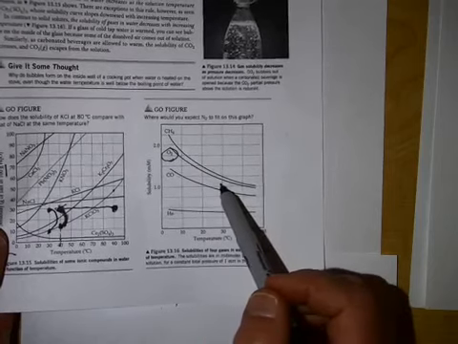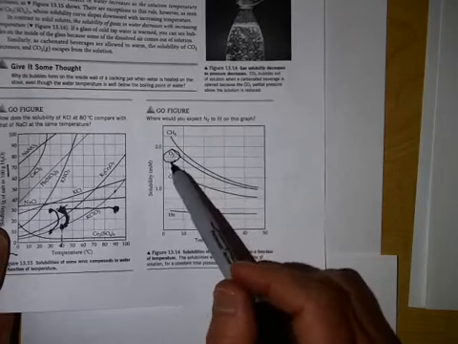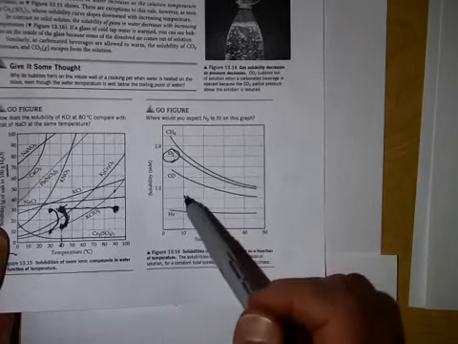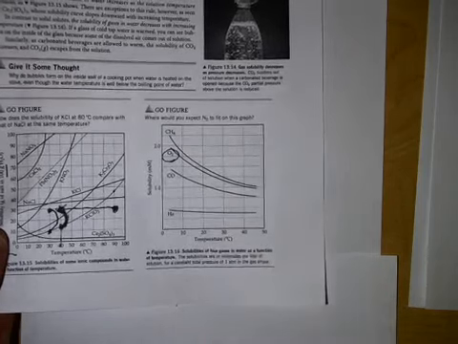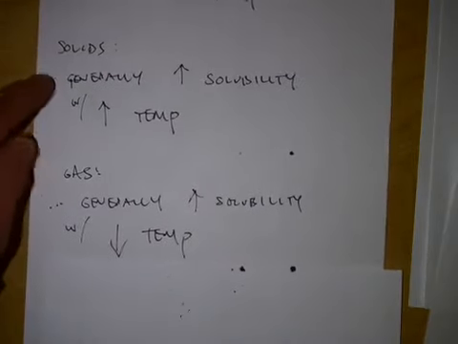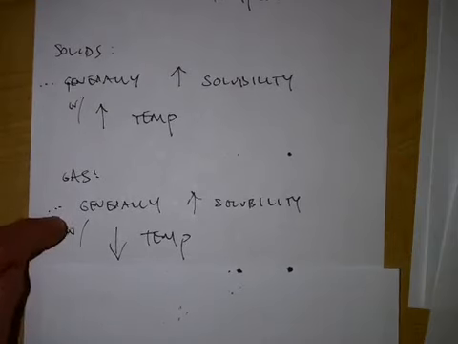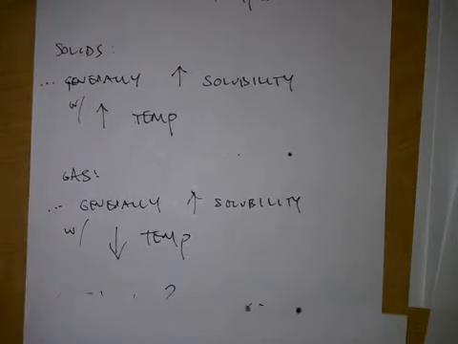That's why trout are fish that usually need a lot of oxygen, and like to live in cooler temperature water, or at least water that's moving a lot where more oxygen can get dissolved in it. So solids generally increase solubility with temperature. Gases generally decrease solubility with temperature.